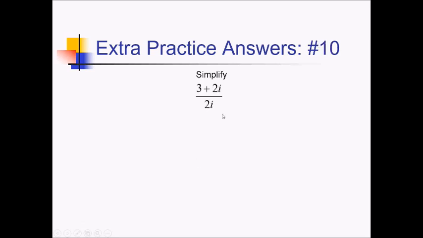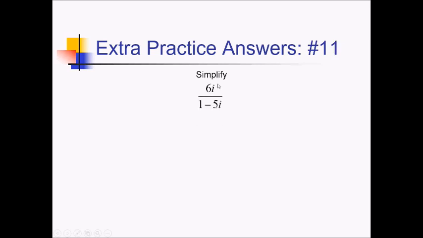To simplify this one, I need to get rid of the i in the denominator. So I'm going to do that by multiplying by i over i. In the numerator, distributing, we have 3i plus 2i squared. And down below, we have 2i squared. Now I'm going to simplify those i squareds to be negative 1s. So up top, this will be a negative 2 now, negative 2 plus 3i. And then downstairs, we've got just negative 2.